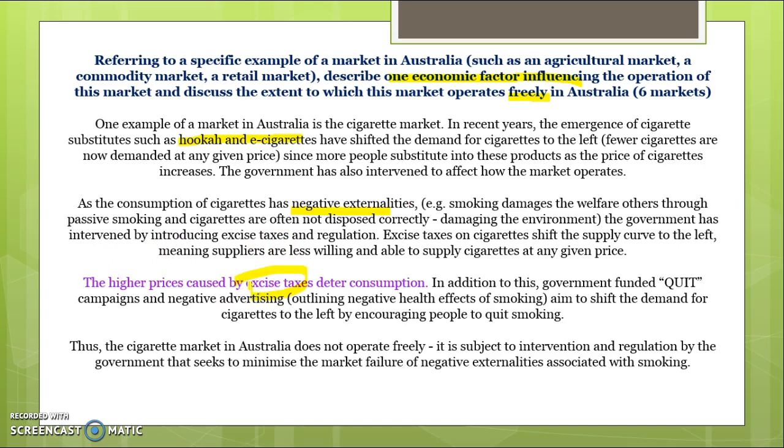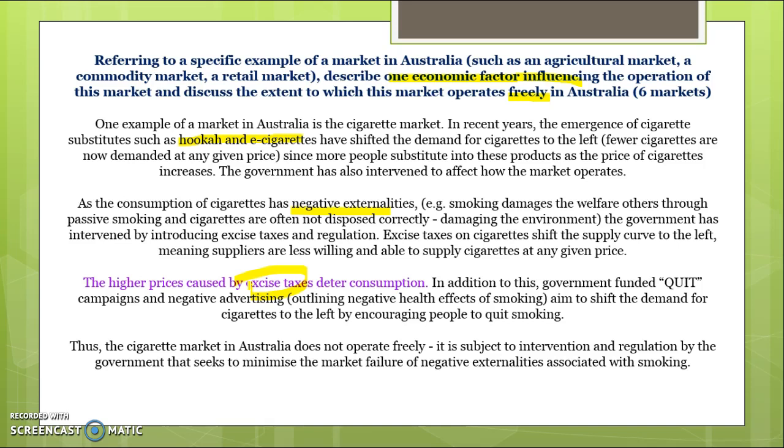Other things, the quit campaigns and negative advertising is another example of trying to reduce smoking. So they've got the quit campaigns, that 'No Gary, no' and all that kind of stuff. Negative advertising on TV. You've also got grotesque images on cigarette packaging. You can't smoke in public places. You can't smoke if you're under 18. All these types of intervention are trying to reduce the market failure that occurs in this market.